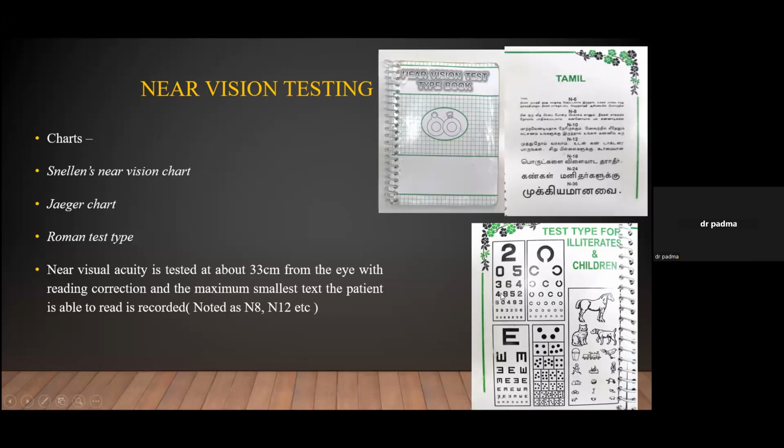The near vision is tested by placing the chart at about 33 centimeters from the patient's eye with the reading correction, and the smallest text the patient is able to read is recorded. So if the patient reads only up to this line, then the vision is recorded as N18.